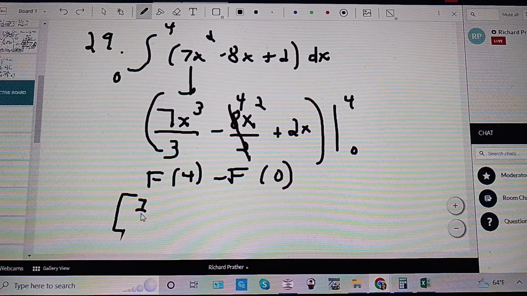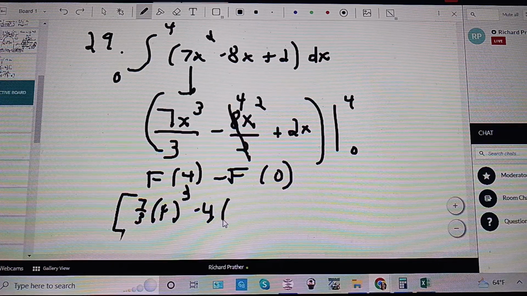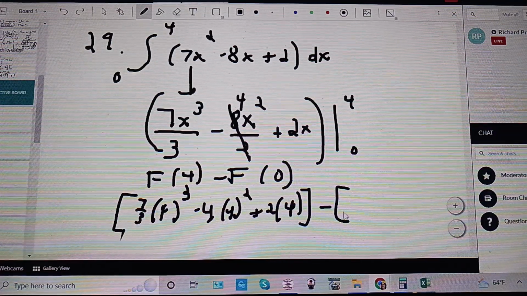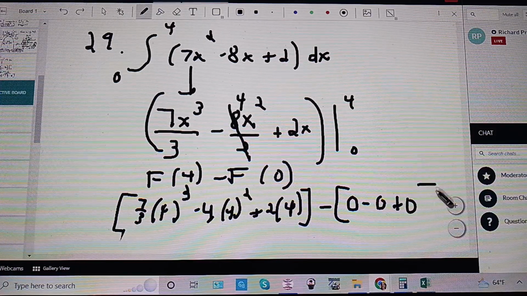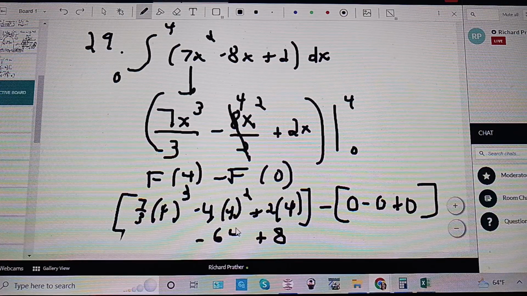Big F of 4 would be 7/3 times 4 cubed minus 4 times 4 squared plus 2 times 4. These all have x's multiplied in, so it's going to be all zeros for big F of 0. So I only have to worry about big F of 4. 2 times 4 is 8. 16 times 4 is negative 64. And then 64 times 7/3 doesn't come out exactly.